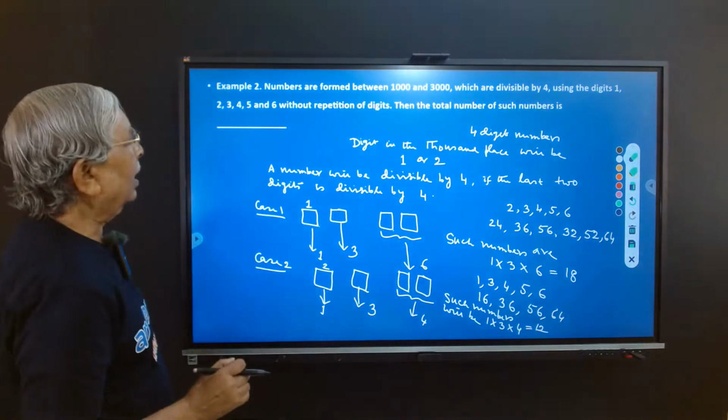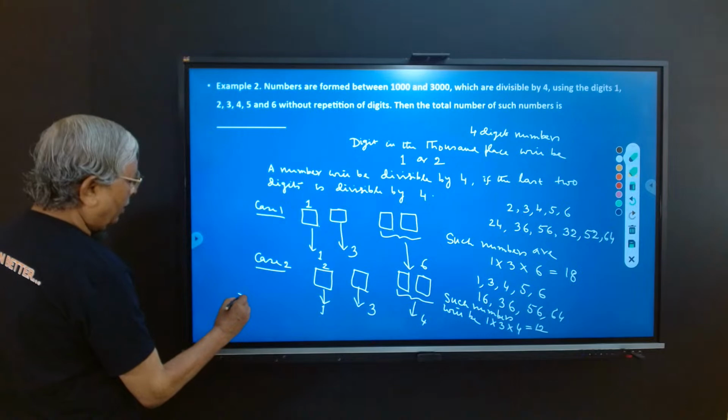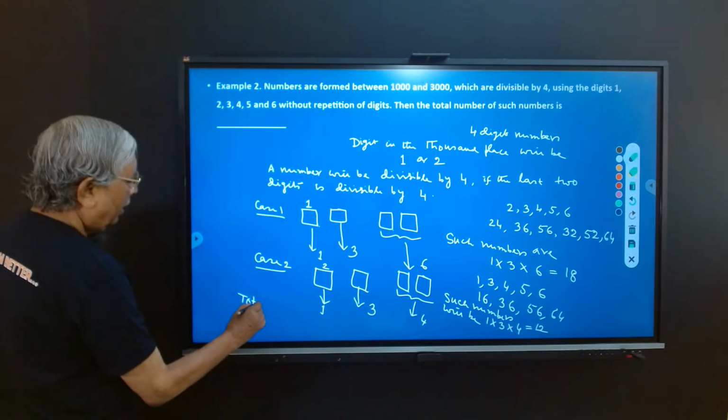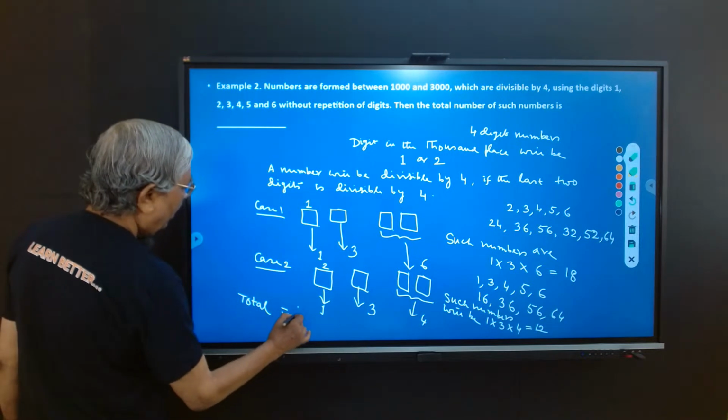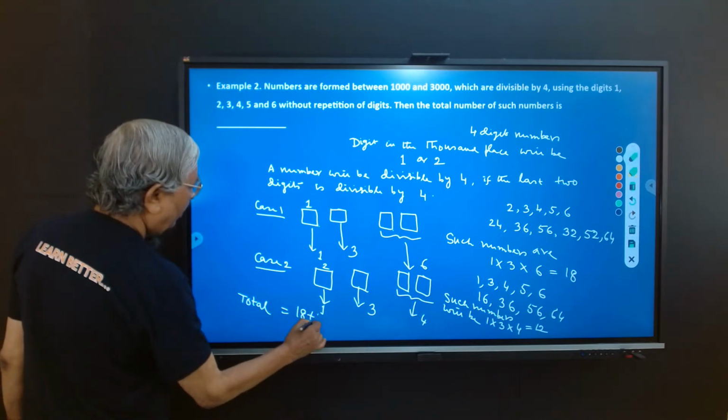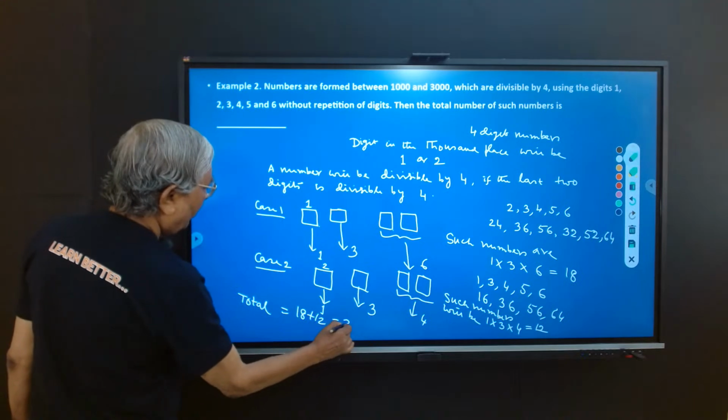We want the total number of numbers. So the total is 18 plus 12. That is our 30.